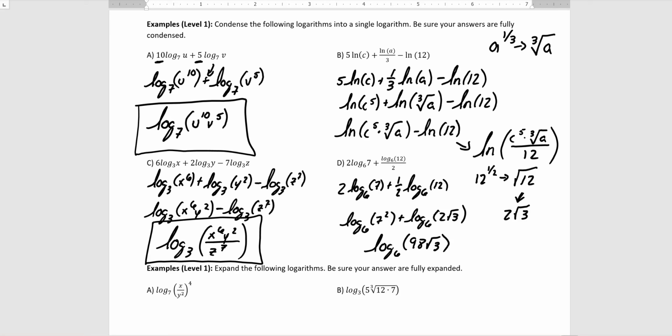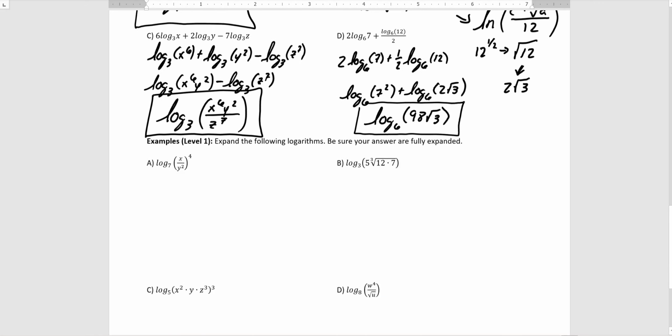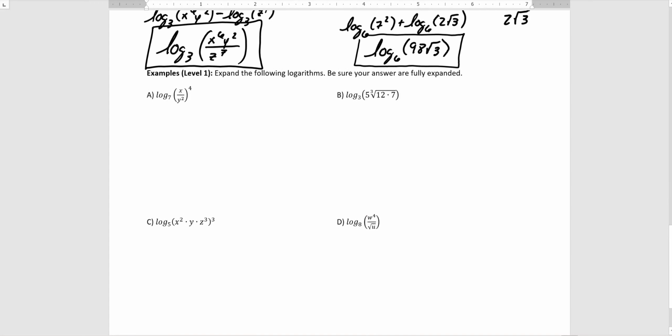Now if you didn't simplify that all the way, let's say you left it as like 7 squared times 2 root 3, go ahead and simplify that. If you have any questions over condensing, please just raise your hand. Happy to come around, answer questions. Otherwise, let's look at expanding logarithms, all right?